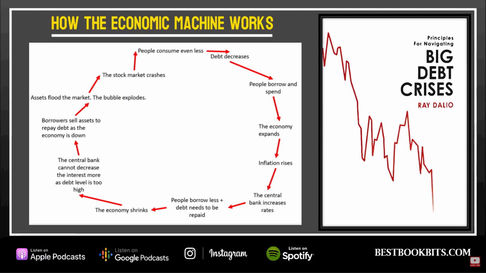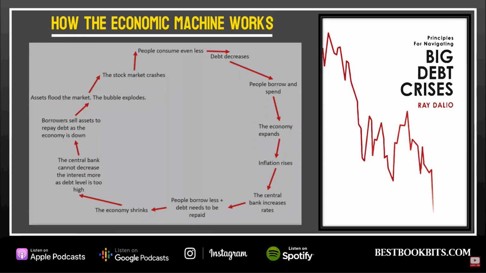Looking at the image, you can see people consume even less, debt decreases, people borrow and spend, the economy expands, inflation rises, the central bank increases rates, people borrow less plus debt needs to be repaid, the economy shrinks, the central bank cannot decrease interest rates more as the debt level is too high, borrowers sell assets to repay debt as the economy is down, assets flood the market, the bubble explodes, the market crashes, and again, up the top, people consume even less, and on it goes.